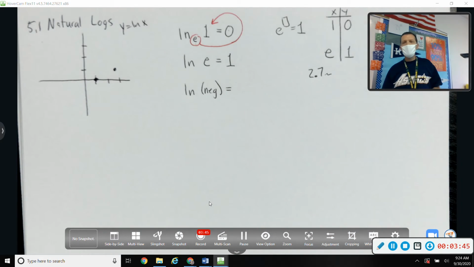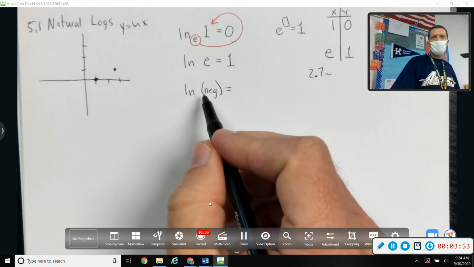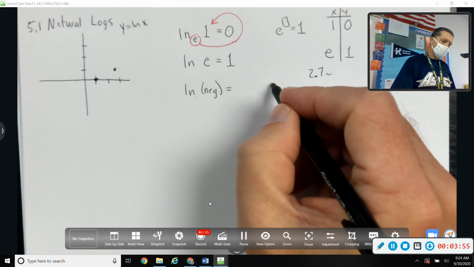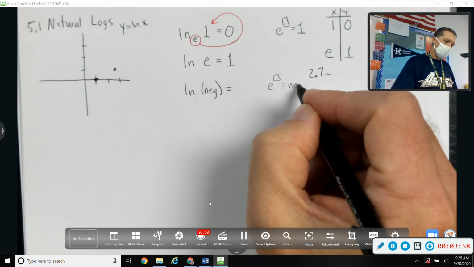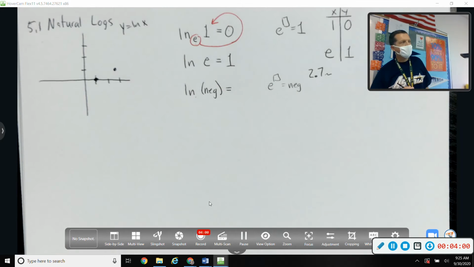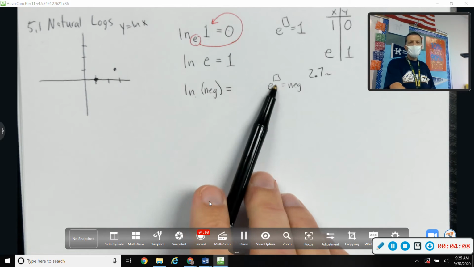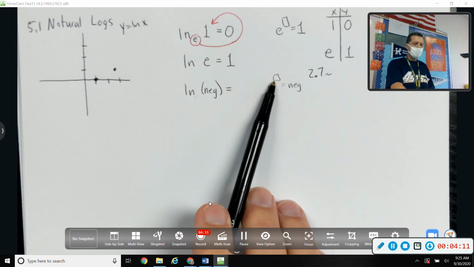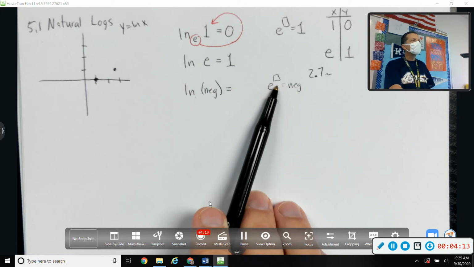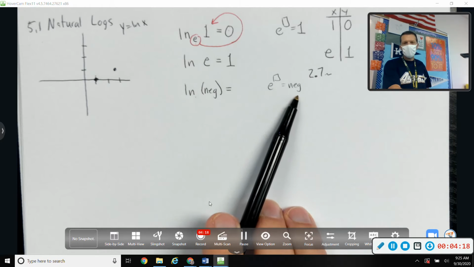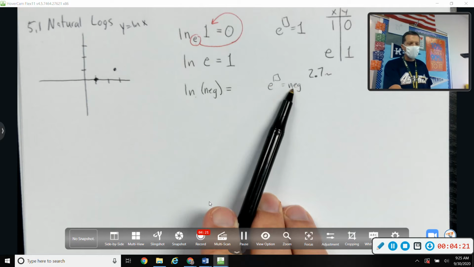How about the natural log of a negative number? E to what would give me a negative number? It's a bit of a trick question. There's your hint. Think through our options here. 0 exponent turns it into 1. What's a negative exponent do to the base? Flips it over, so a negative exponent doesn't make my answer negative.